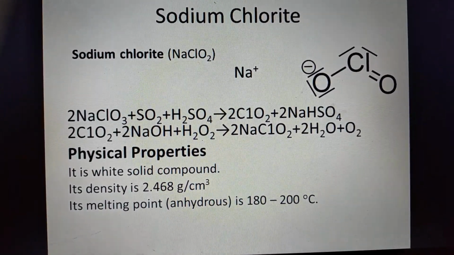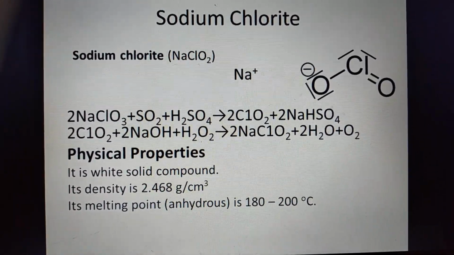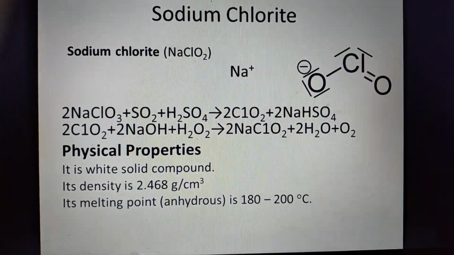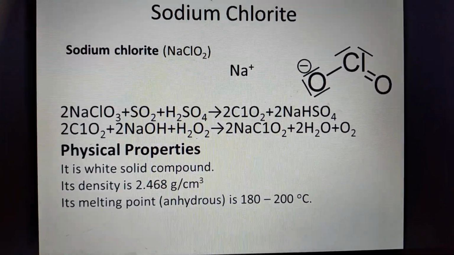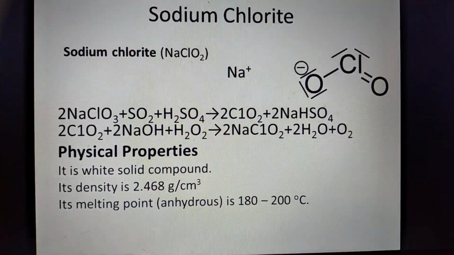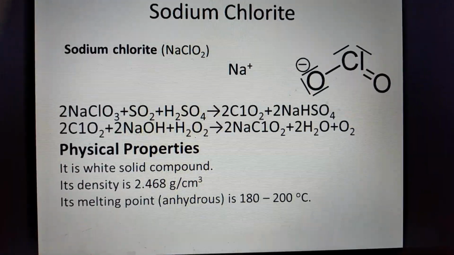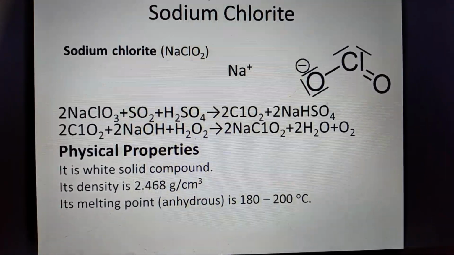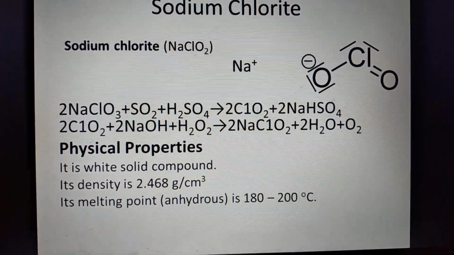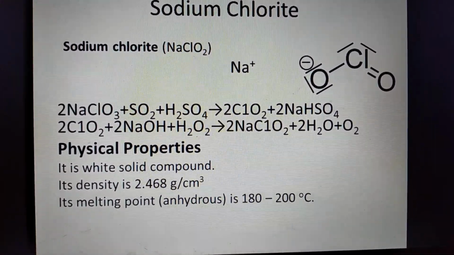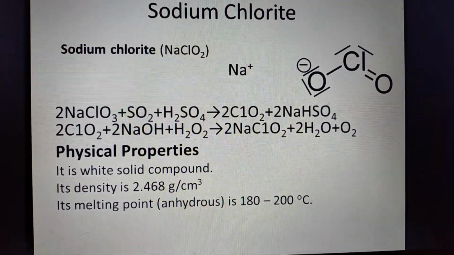Its formula is NaClO2. It is formed from NaClO3: sodium chlorate plus sulfur dioxide plus sulfuric acid form chlorine dioxide plus sodium hydrogen sulfate. Then chlorine dioxide plus sodium hydroxide plus hydrogen peroxide give sodium chlorite plus water plus oxygen.